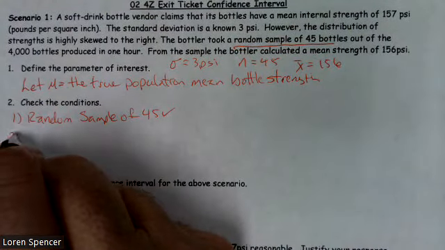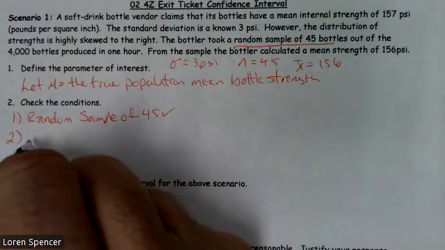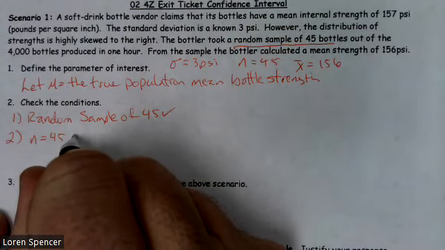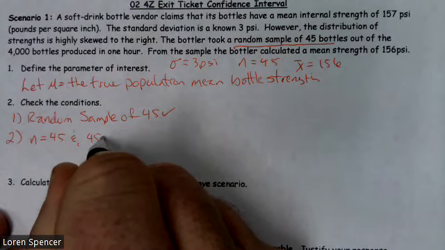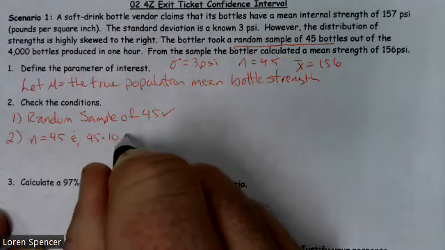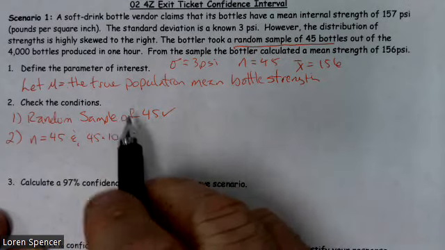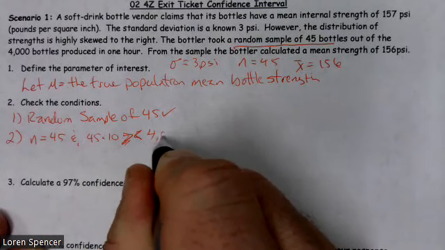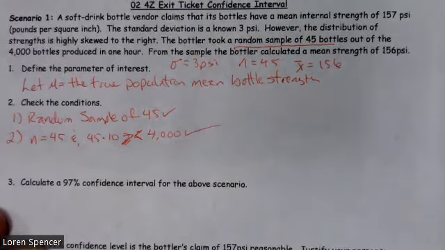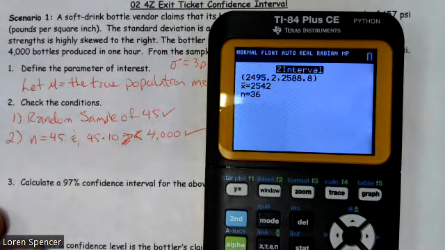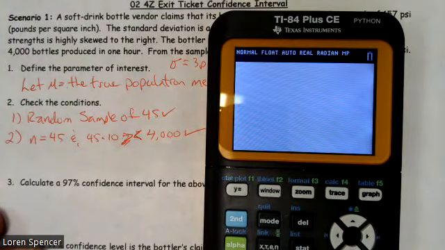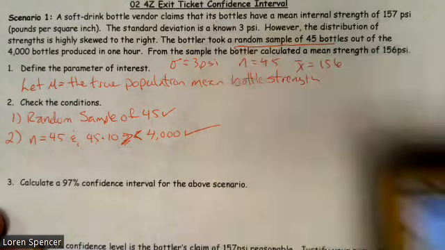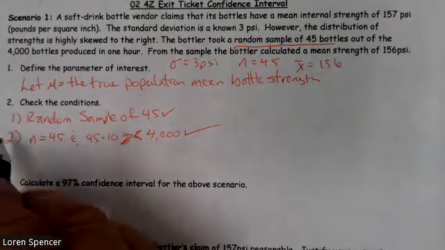The n is less than 10% condition. Well, n equals 45, and 45 times 10 is less than 4,000. So we can check that because 45 times 10, and you could have multiplied it out if you wanted to, 45 times 10 is 450. Well, 450 is less than 4,000. So we're good there.